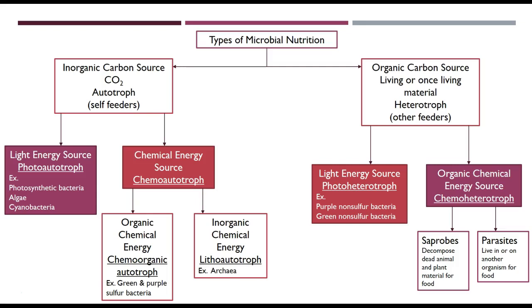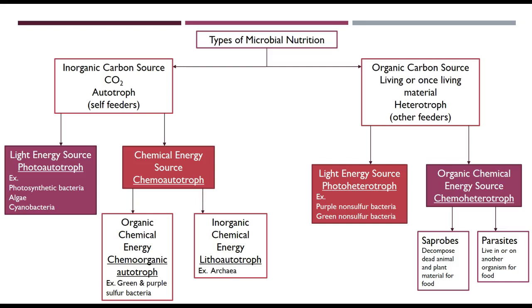Then we can break down these two sources of carbon into smaller groups depending on how the organism gets its energy. If an organism is an autotroph, it can get its energy a couple of ways. One way is by trapping light to get its energy, and we call these organisms photoautotrophs.